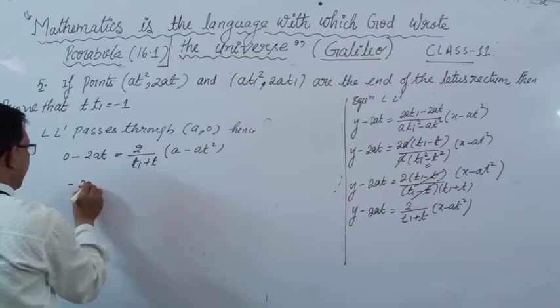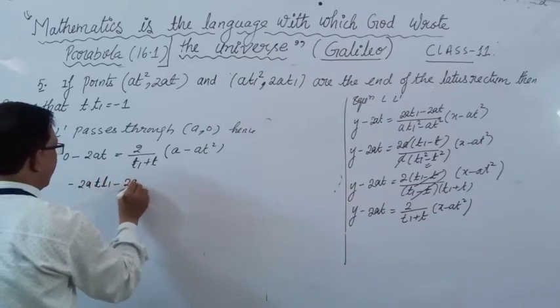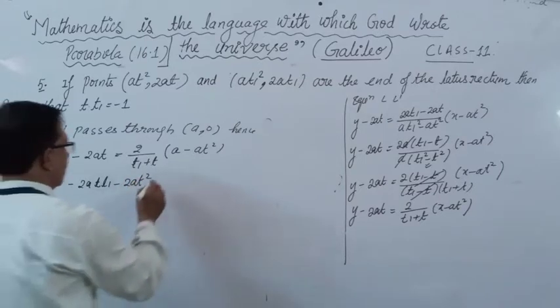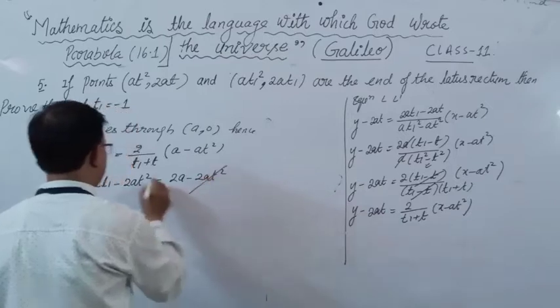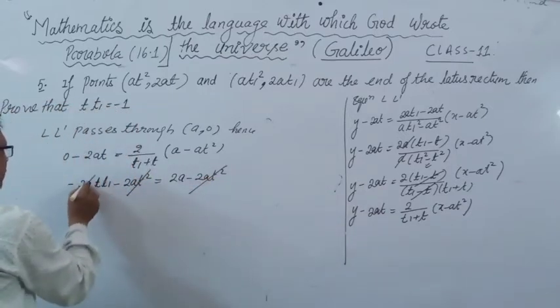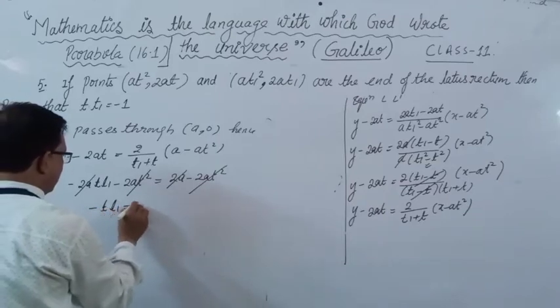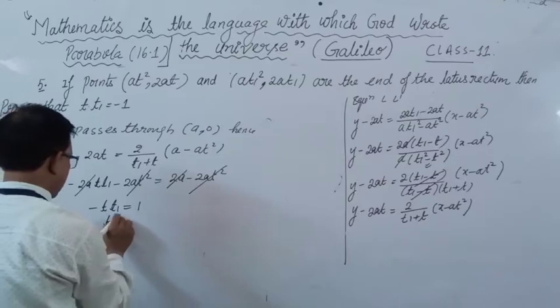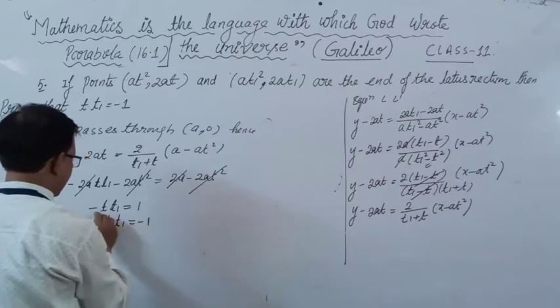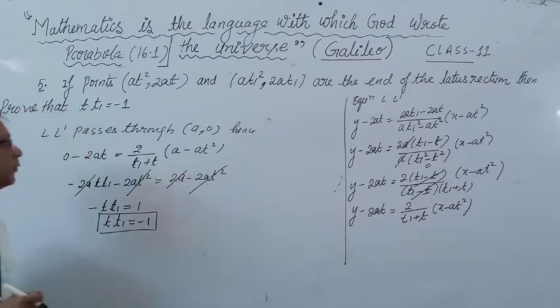This is 2a t1 minus 2a t square is equal to 2a minus 2a t square. This cancels out, and 2a also cancels out. So minus t1 is equal to 1. So t1 is equal to minus 1. This is your final answer. Students, note this beautiful question and practice the question.